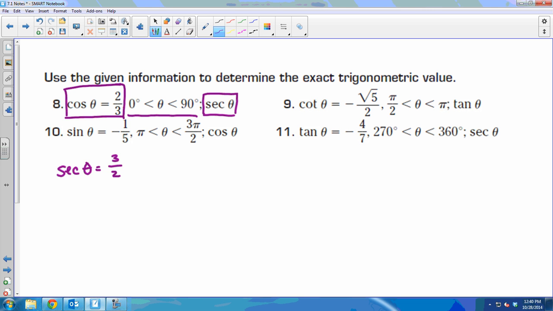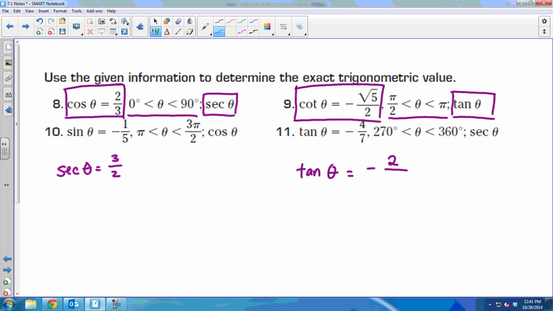So the same thing happens on the second one. They tell you cotangent. Again, they give you a quadrant of the unit circle to look in, which isn't important at this very moment. And then they say to find tangent. Well, cotangent and tangent are reciprocals. So now the only thing different on this one is that when you flip it over, you get -2 over the square root of 5, and you do have to rationalize. I remember doing this. So you get -2 times the square root of 5 over 5.